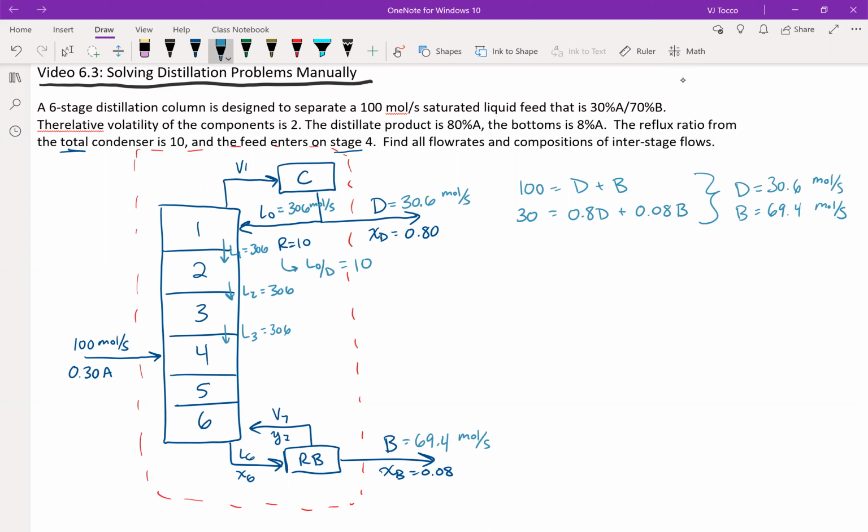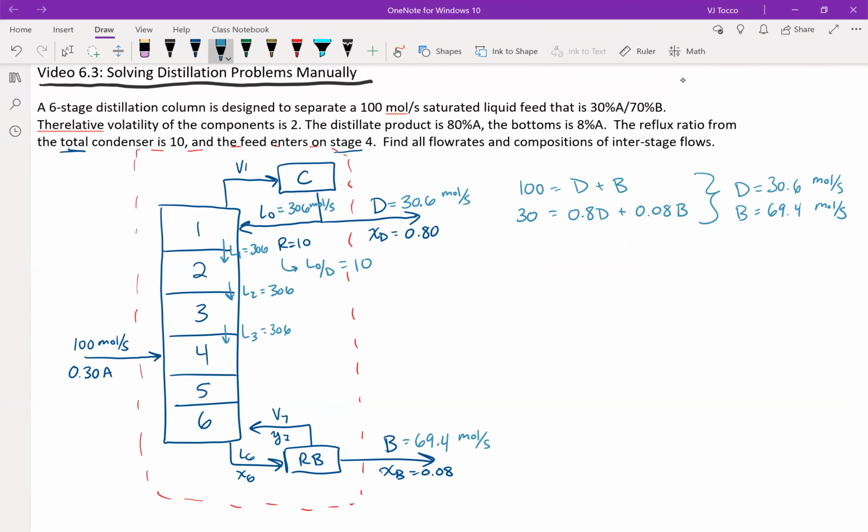Now what's going to happen at L4 is, does it tell me what the feed is? It does not tell me what the state of the feed is. Actually, I'm going to leave that till next time. Depending on what the state of the feed is, that is going to affect what balance we write for L4. Let's keep going.